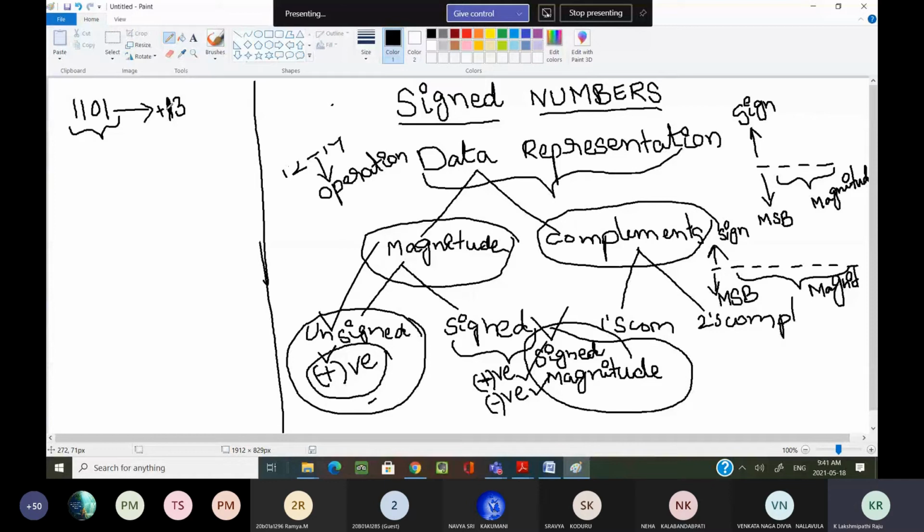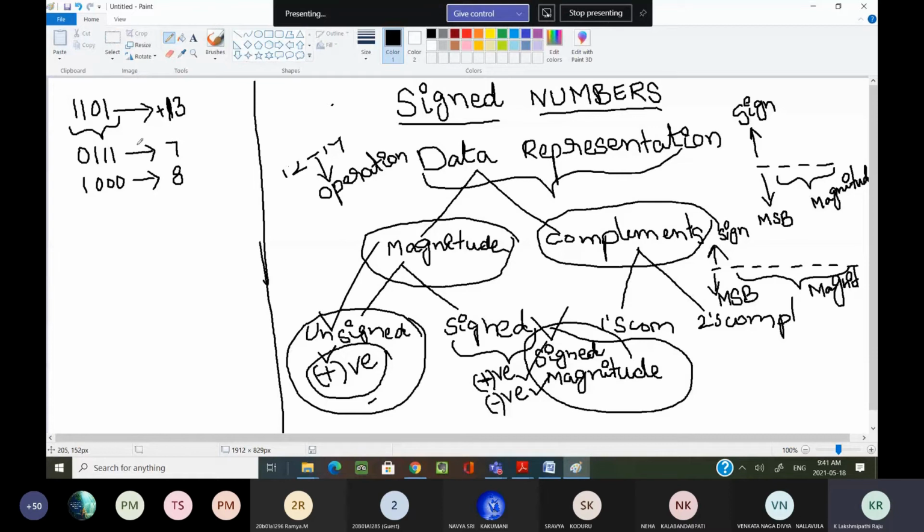What I am saying is, it is an unsigned number. Here I am not concentrating on sign. Whatever number I am writing here, I am treating it as a positive number. This is 7. Suppose I want to represent 8, I can represent 8 in this format. This is my 8. All these are positive numbers.